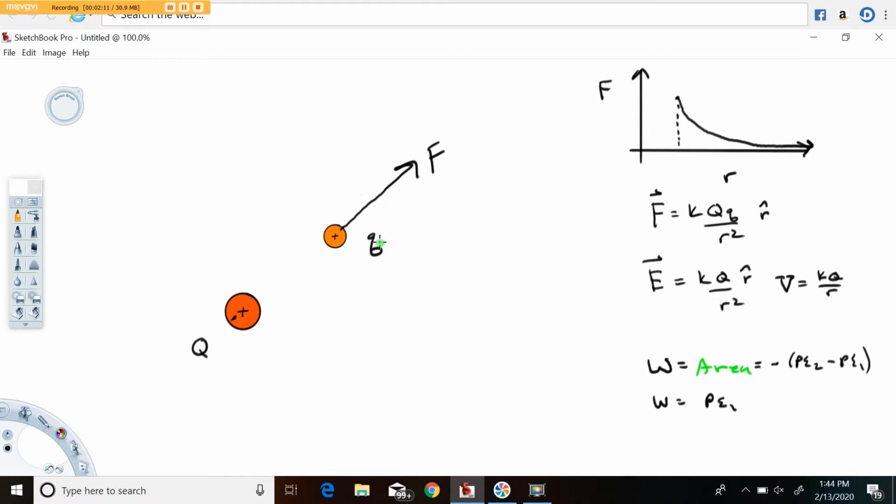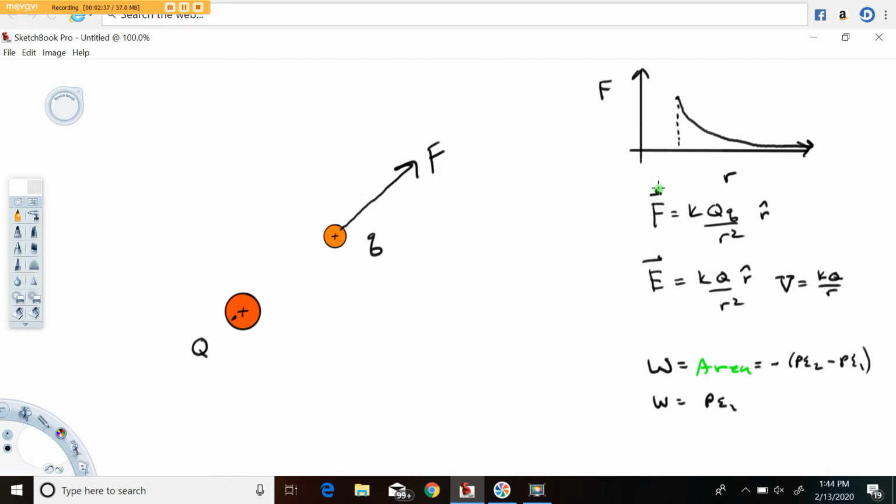The Coulomb force is directly proportional to the two charges involved and falls off with distance squared. This is referred to as Coulomb's law. It's usually written k q1 q2 over r squared. I chose to use a big Q and a little q for this discussion. If this particle were now allowed to leave, it would accelerate away in this direction.